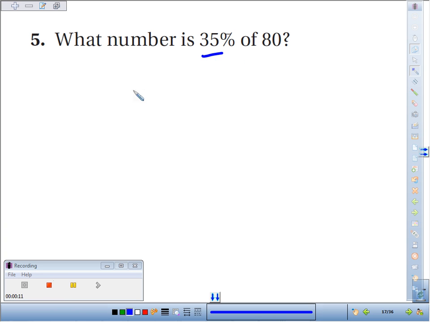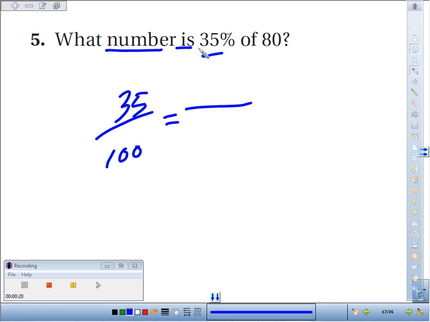They give us the percent, and percent is always out of 100. So we got 35 out of 100. Now the key is putting 80 in the correct spot. Now we're looking for a number, and that number is 35. If we called that number n, the number is the 35. So we have to make sure the number lands with the 35.